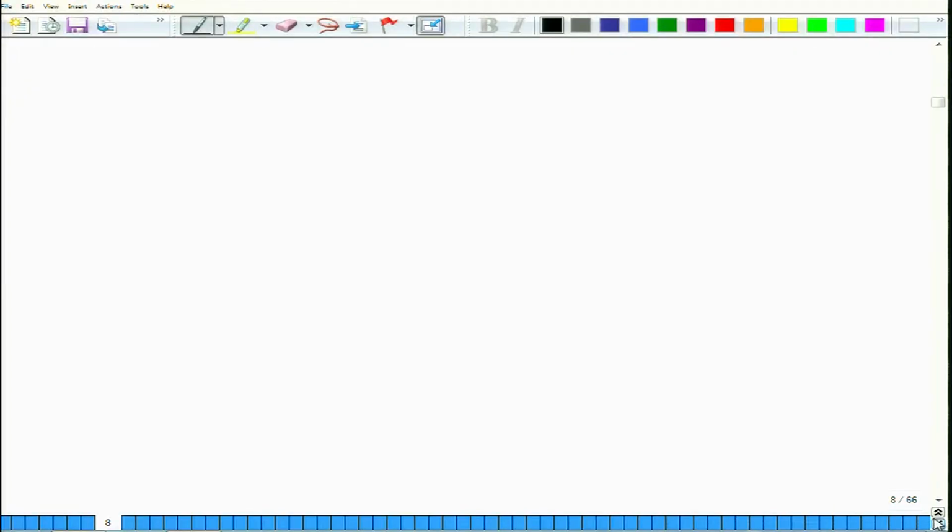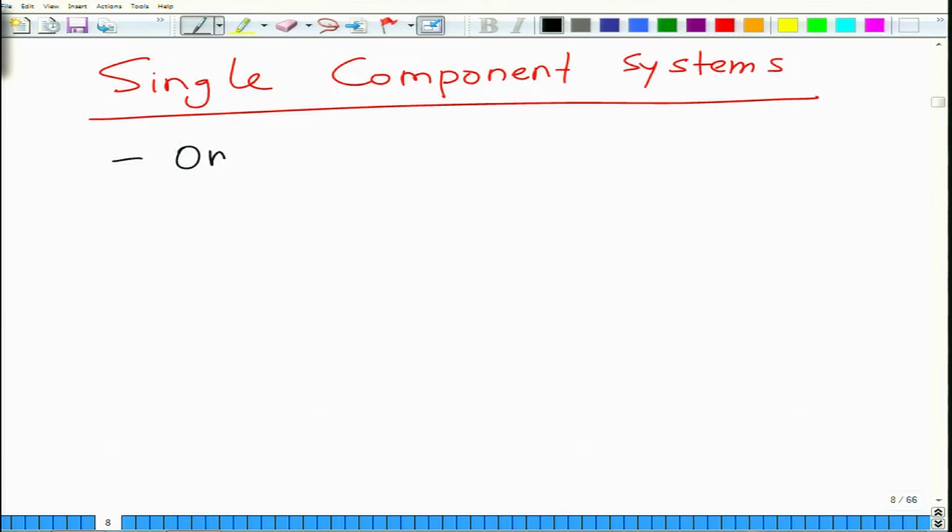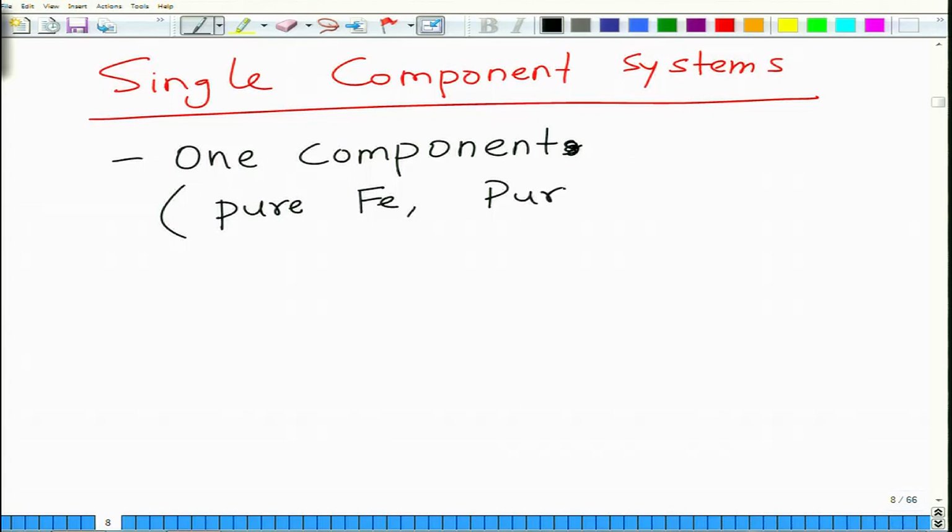Now, let us move to the next topic. The next topic is we first consider within this thermodynamic framework what happens in single component systems. Now, single component system basically what it means is that you have only one component. This could be pure iron or pure H2O. Okay. So, these could be the examples.